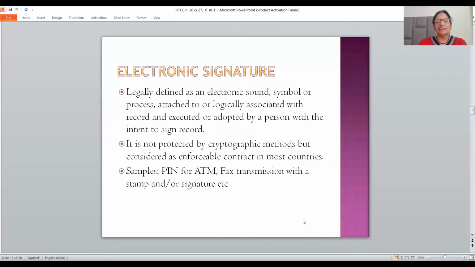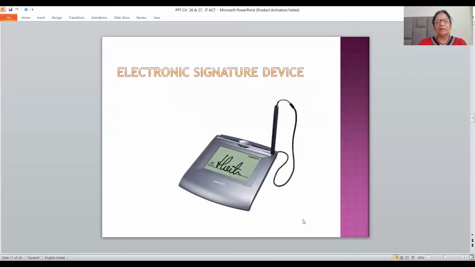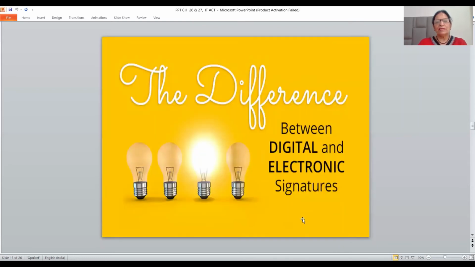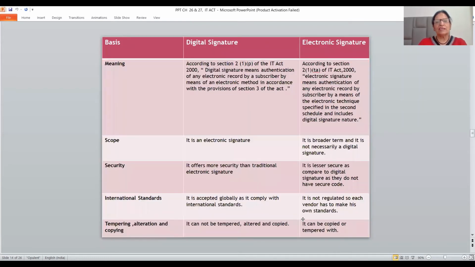Now, electronic signature. Electronic signature is a term which was inserted by ITAA 2008. ITAA stands for Information Technology Amendment Act 2008. Difference between digital signature and electronic signature: one has been defined under Section 2(1)(p), the other under Section 2(1)(ta) of the IT Act 2000. So friends, there are points of difference between the two.